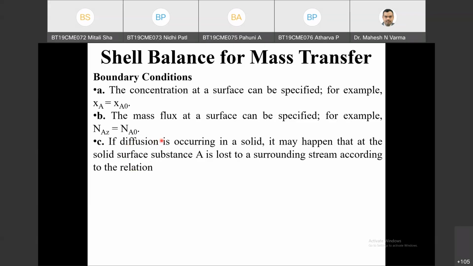Which equation will come? Roll number 77, Tejas. And not equal to... Yeah. What, Tejas? Not able to hear you properly.